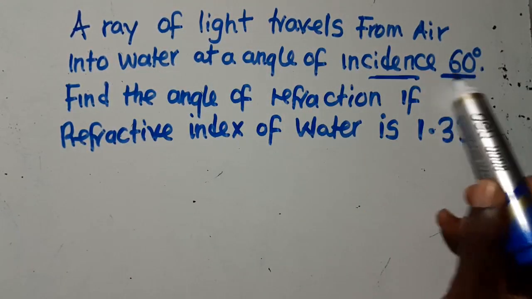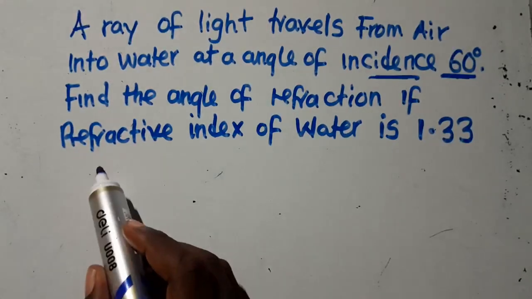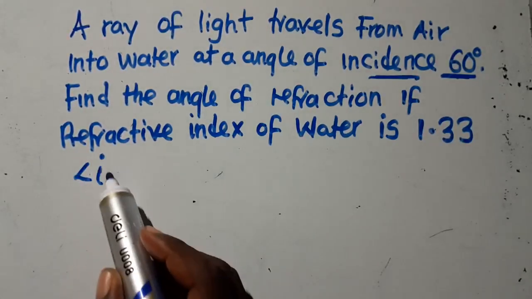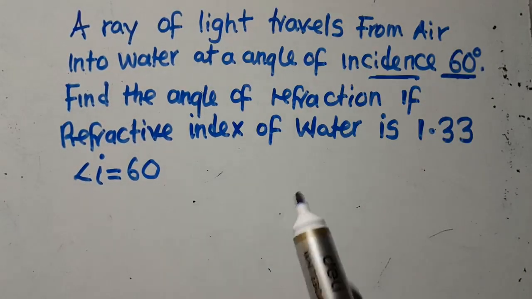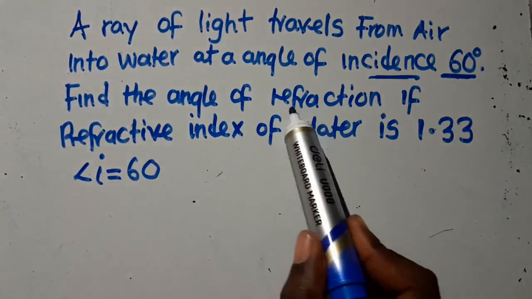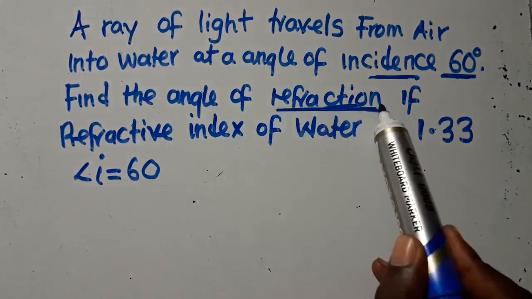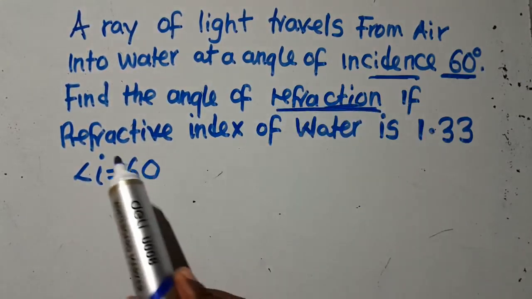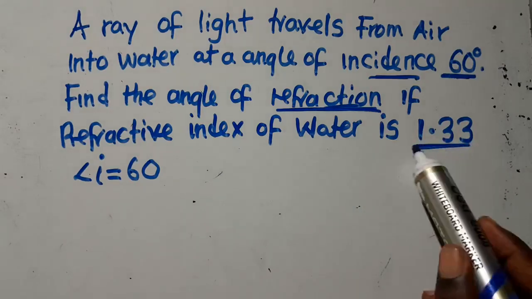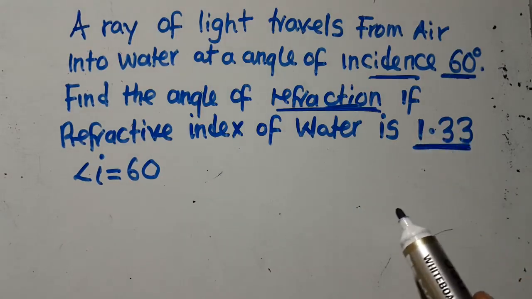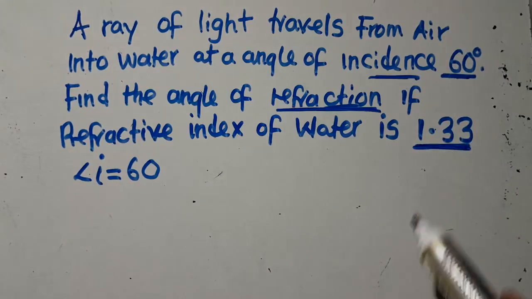You're given an angle of incidence of 60 degrees. So angle of incidence, you're given that it is what? 60 degrees. Find the angle of refraction. You want to find the angle of refraction, if the refractive index of water is this. You are given that the refractive index is that.